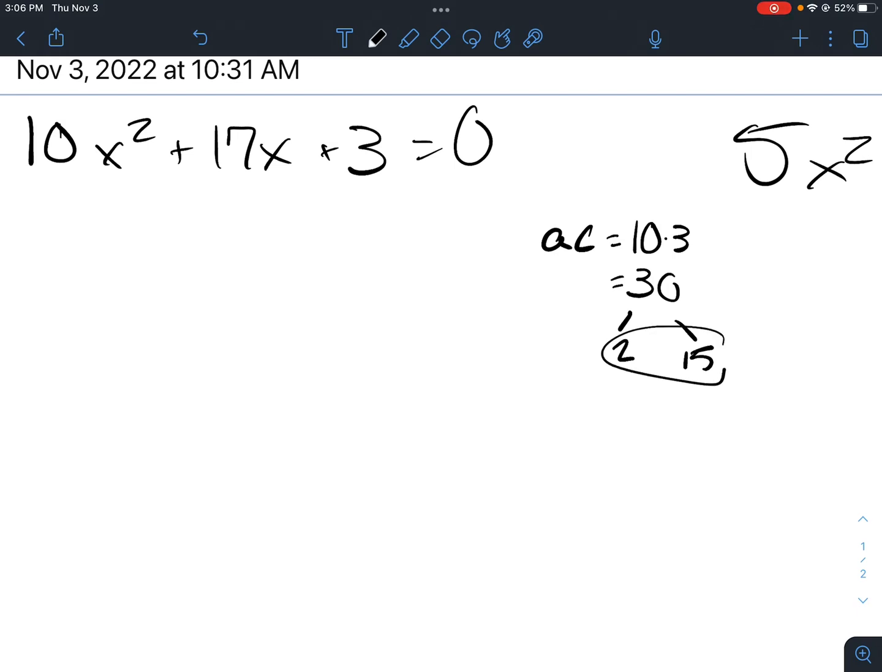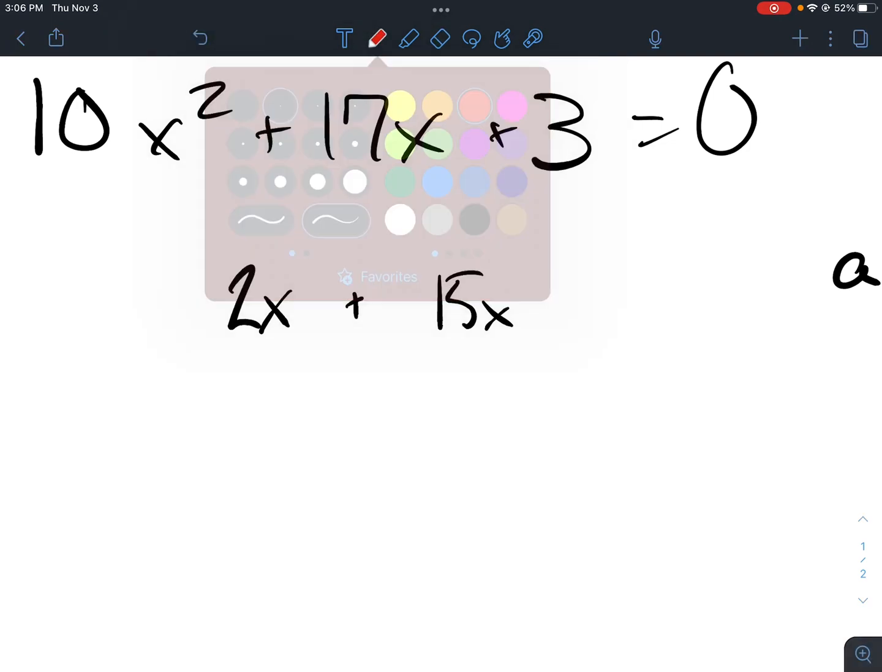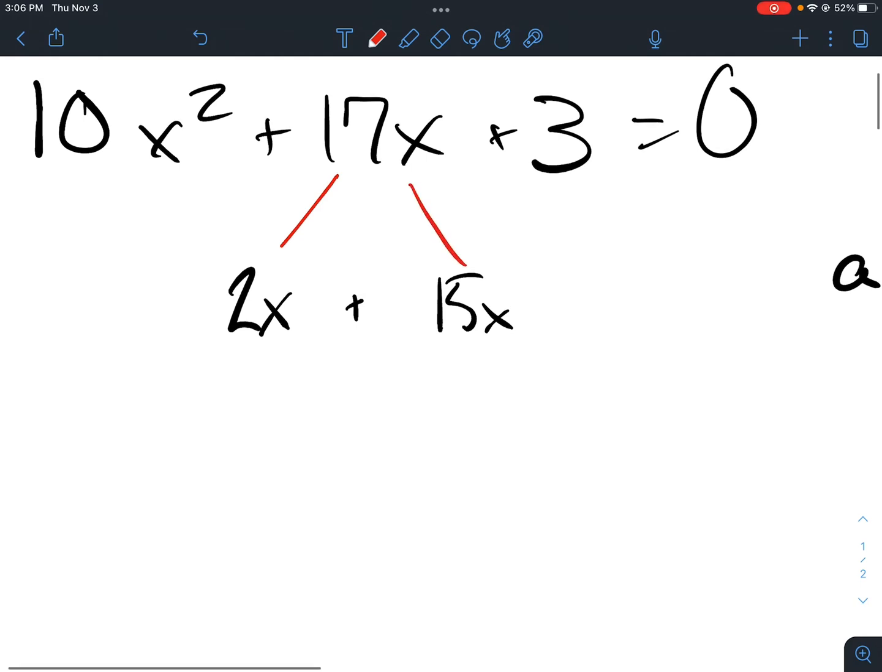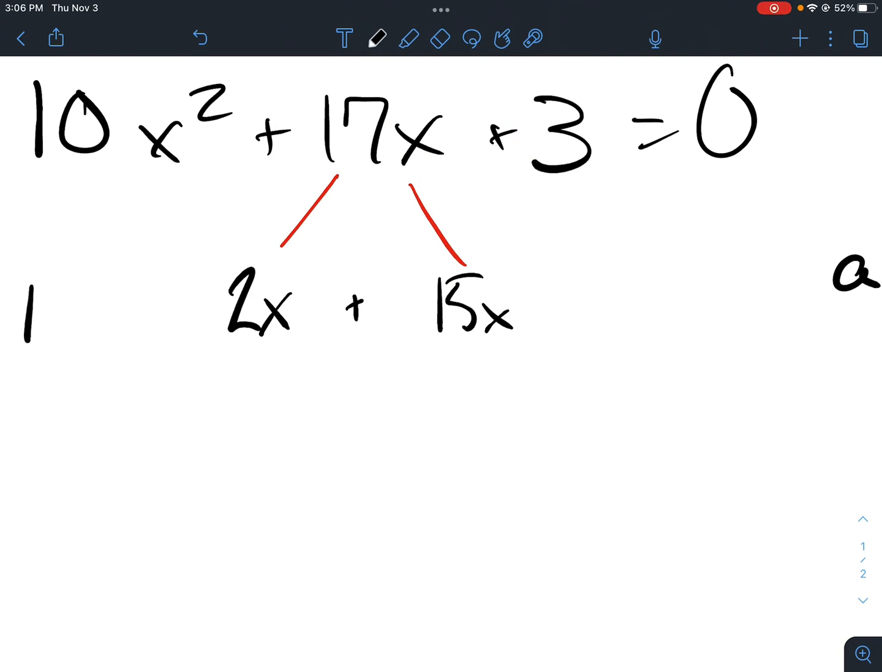So now what happens when we get to this step is we're going to use these factors and split up this 17, because we want two things that add to 17, so they equal 17 if we add them. Let's start with the 2x, and then plus our 15x. Okay? So you can see that 17x is still equal to 2x plus 15x. This is equal to this. All we're doing is rewriting 17x in a different way so that we can manipulate it to solve the problem.